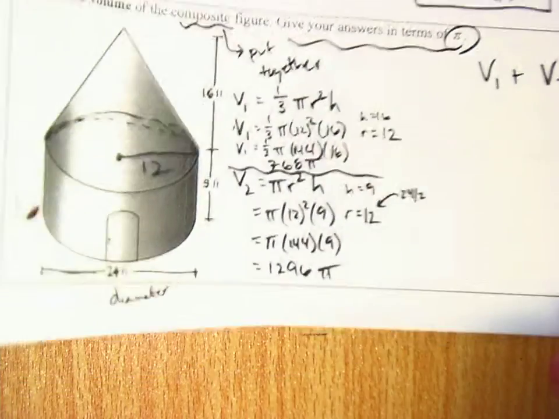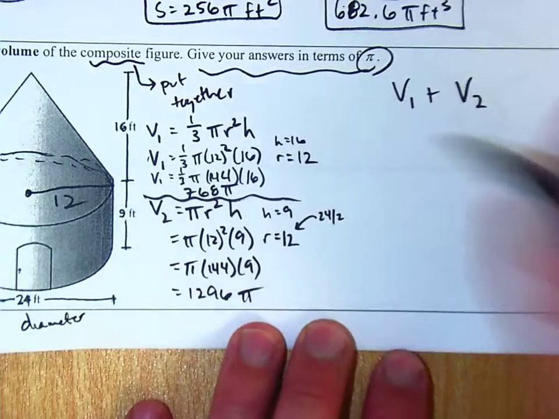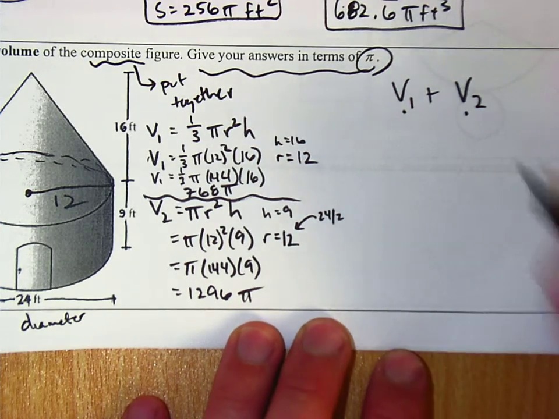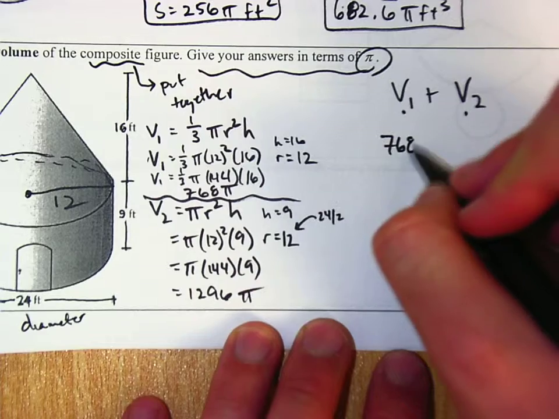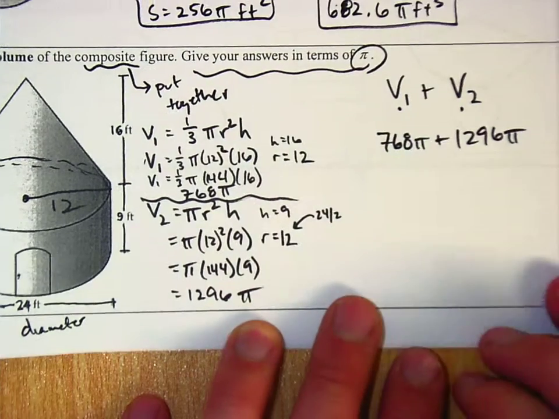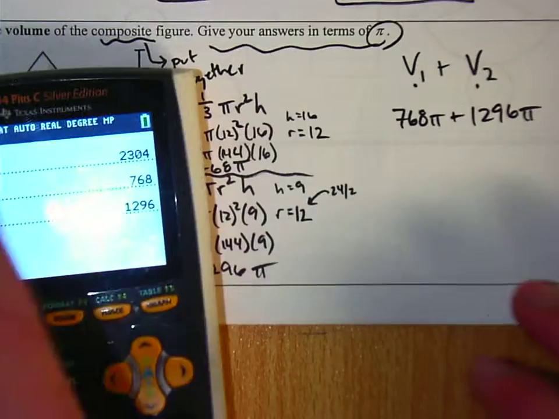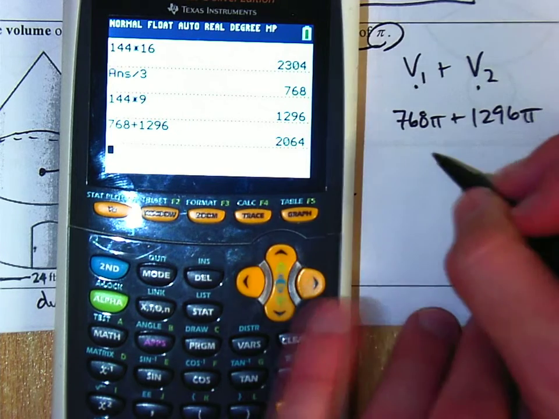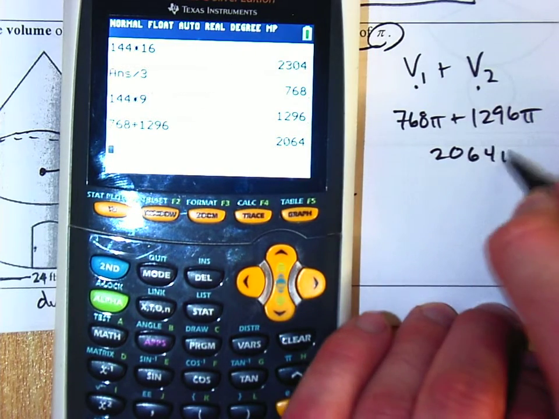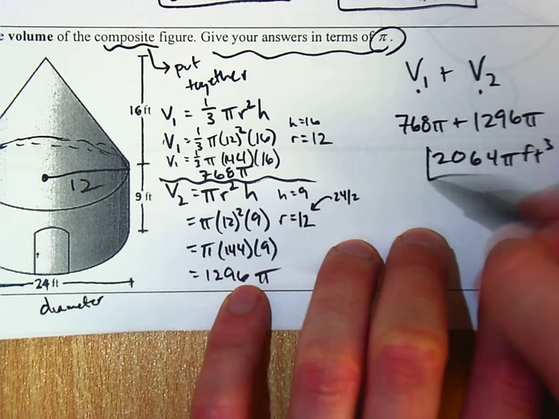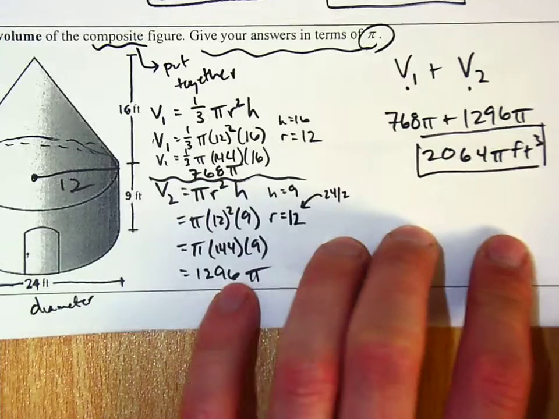So now I need to go back to my original equation. The volume of the composite is V1 plus V2. Well, V1 is 768 pi plus 1296 pi for V2. And I'm just going to add the coefficients. So I'm going to take 768 plus 1296, add those together, get 2064 pi feet cubed, because this is volume. Pi feet cubed for volume.